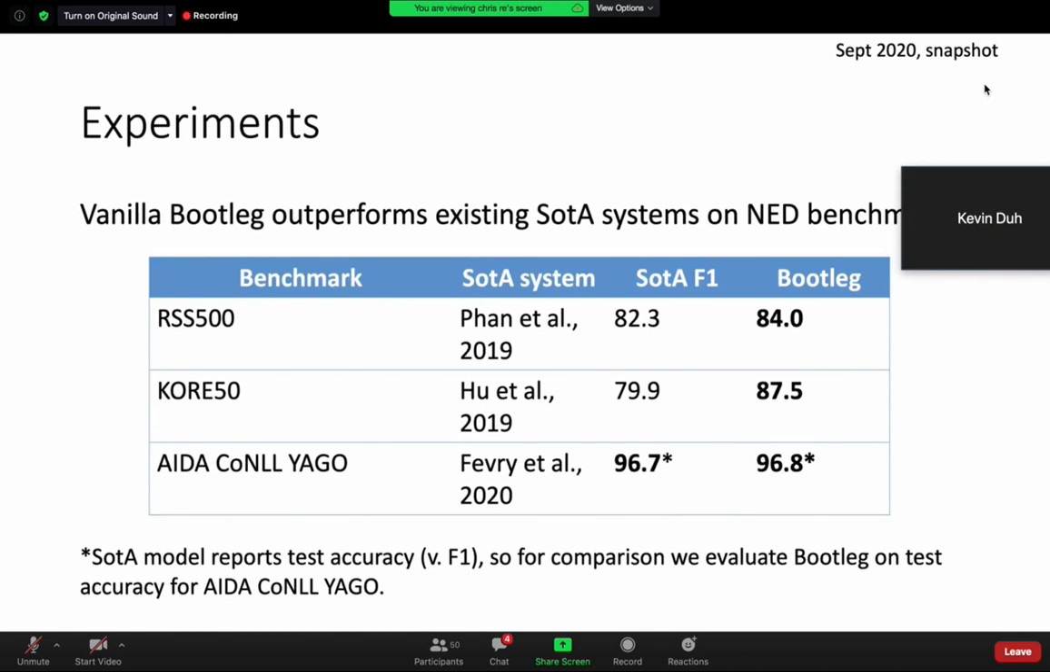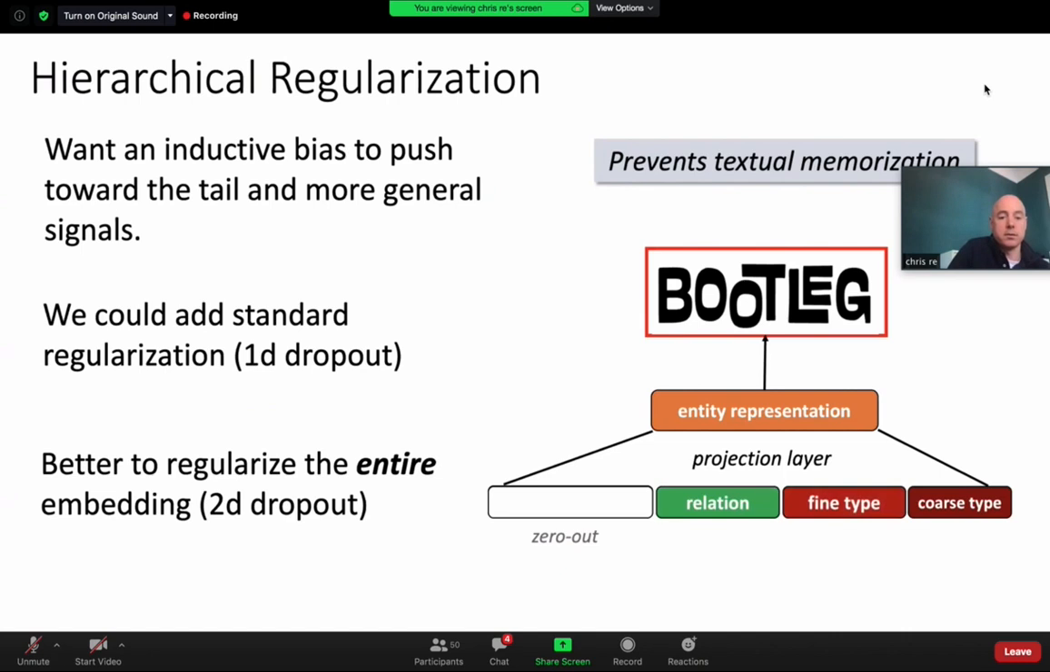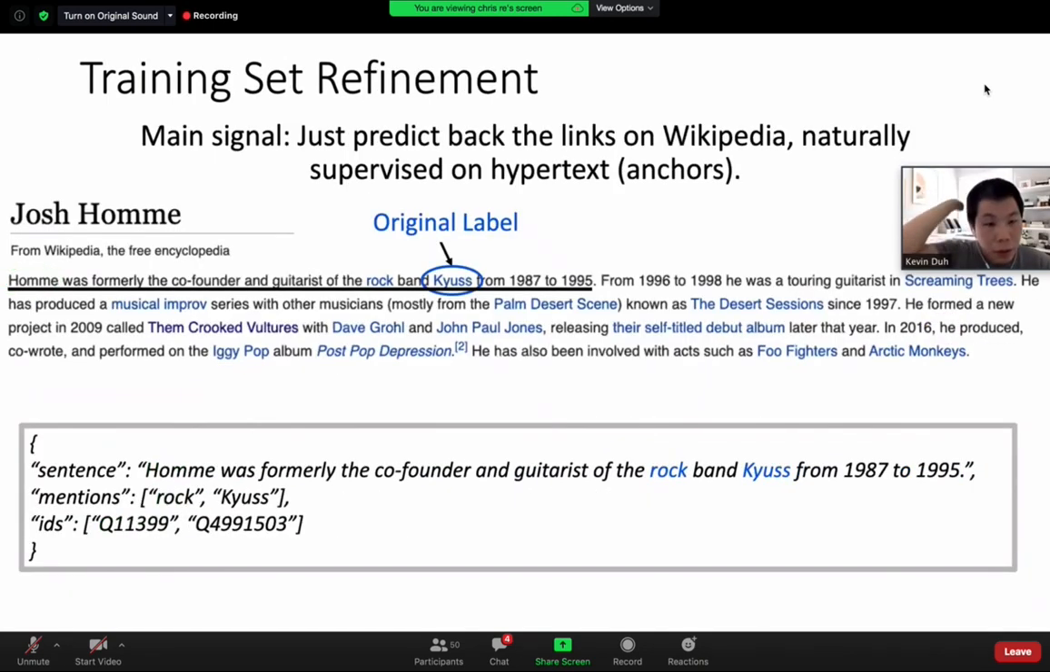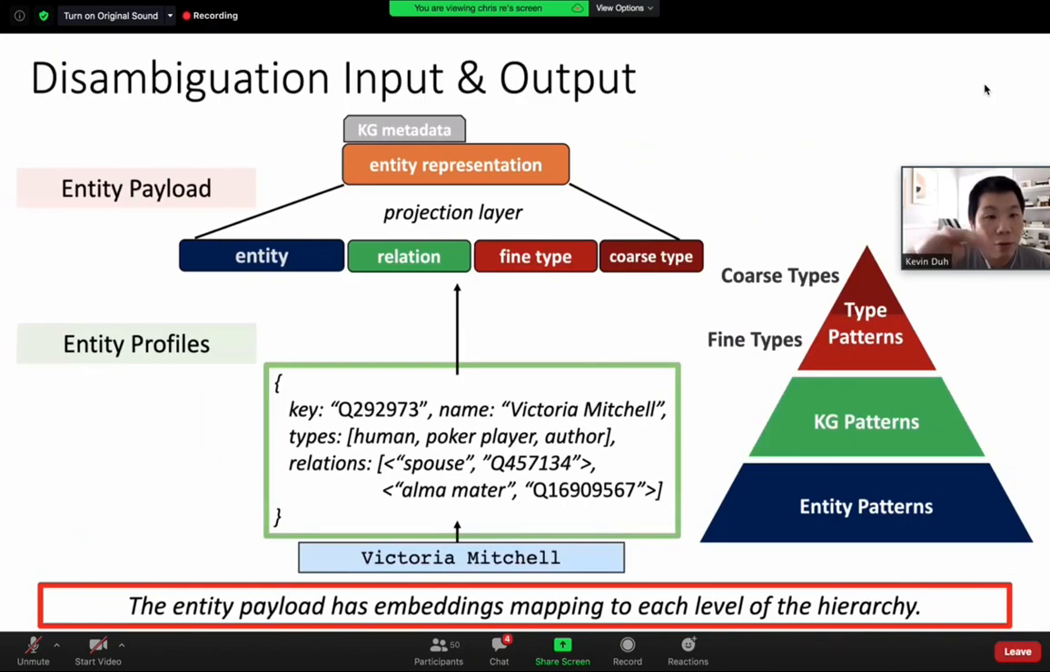Hey Chris, sorry, may I interrupt a little bit? Sure, of course. I have a question about, can you go back to the slide with the Bootleg architecture? Sure. I think I didn't quite follow each of the different levels of the hierarchy. So maybe you have four phrase modules here and four entity payload modules. How exactly did you define the four different levels?